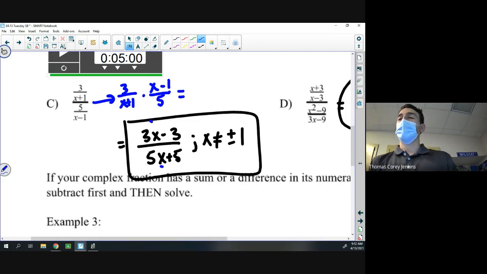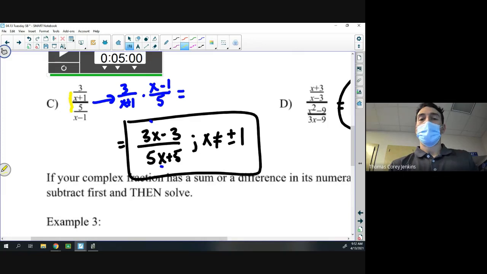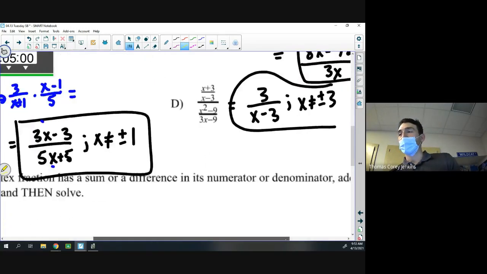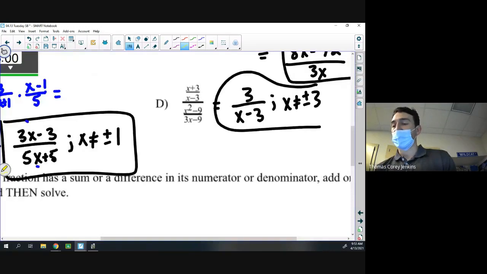As far as the restrictions go, we look from here down, right? So anything with a variable, you're setting equal to 0. X plus 1 equals 0 gives me negative 1. X minus 1 equals 0 gives me x can't be positive 1. Okay. Next one's a little bit more difficult because it requires some factoring. So let's look at that real quick.